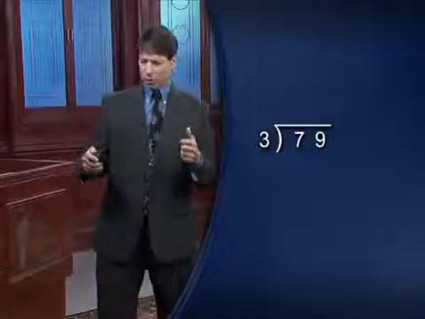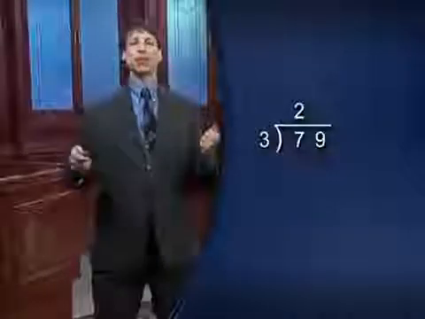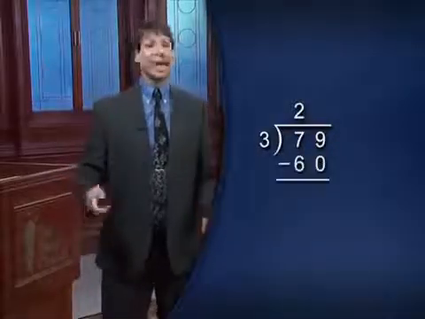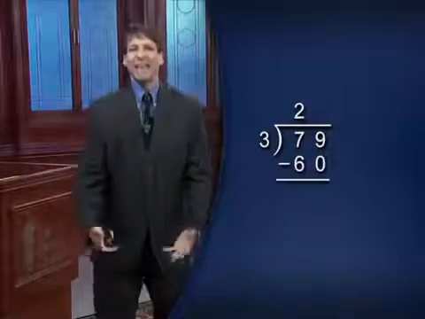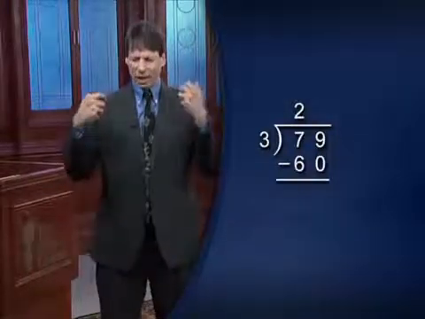I think, okay, 3 goes into 79 20 times. 3 times 20 is 60. And at this point, I can say the 20. I can say part of my answer. Okay, so I've said the 20.